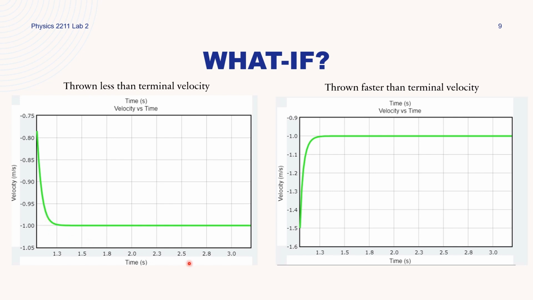If I were to change the initial velocity to the terminal velocity of negative 1 meter per second, it would already be at terminal velocity, and therefore the velocity versus time graph would appear constant. Because of this, I was curious, what if I threw the piece of paper faster than 1 meter per second? And, with just changing the code real quick, we are able to see that the piece of paper will decelerate to its terminal velocity of negative 1 meters per second.